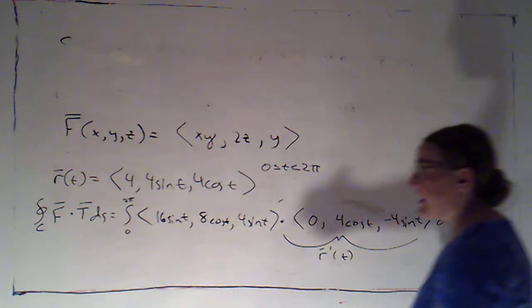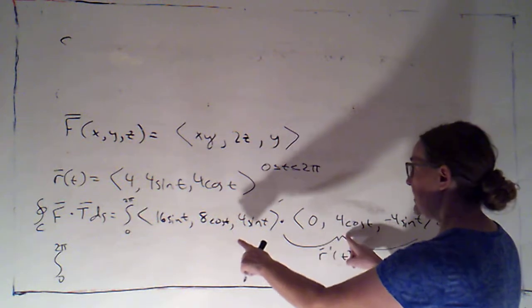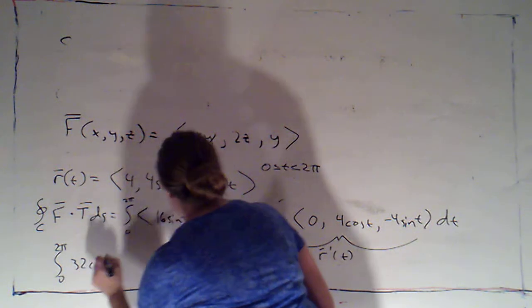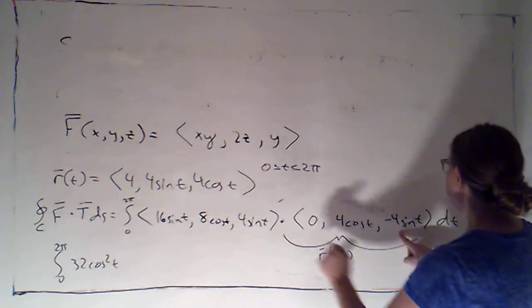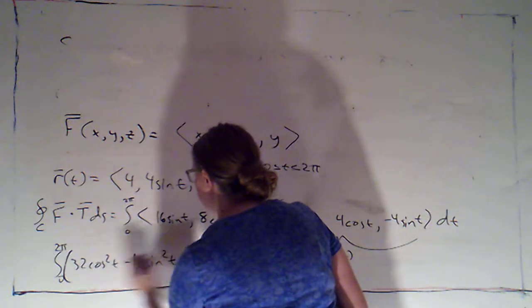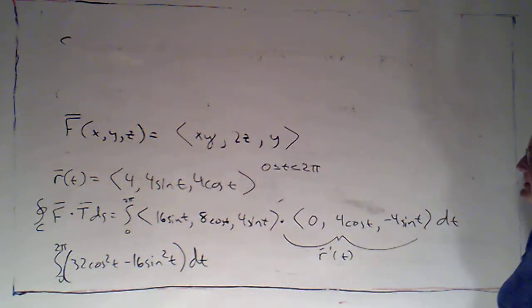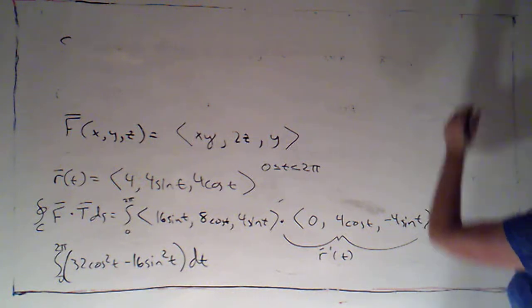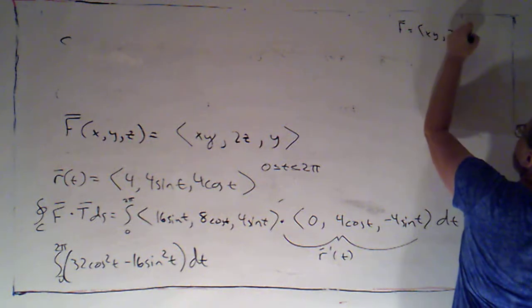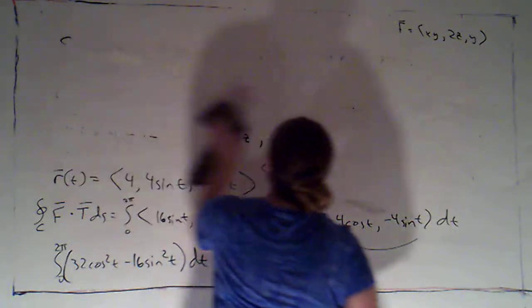So let's go ahead and evaluate that dot product. So it's the integral from 0 to 2 pi. I'm going to get 0, and then I'm going to get 8 times 4 is 32 cosine squared t minus 16 sine squared t. And we're integrating all of that with respect to t. Okay, so I'm going to just copy down what f was here so that we have it for later. Okay, and now let's clear some space so that we can evaluate this.